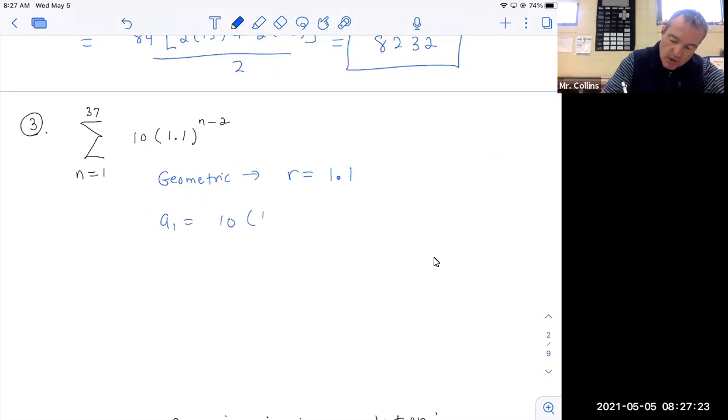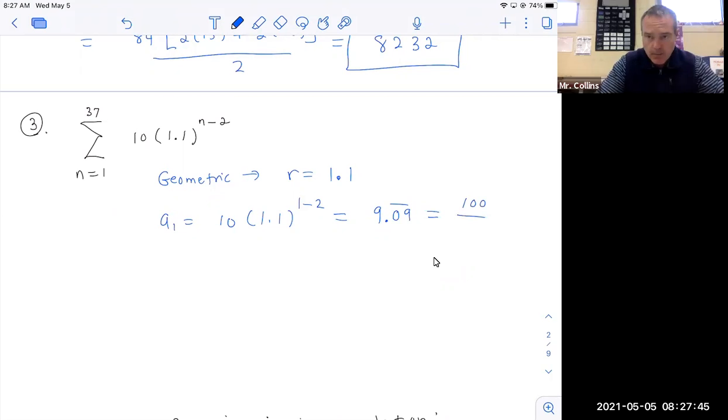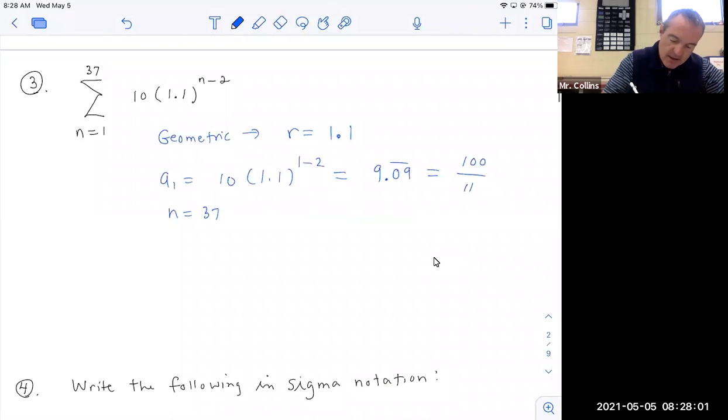Okay, the first term is what you get by plugging in 1. So it's 10 times 1.1 to the 1 minus 2. I'd suggest a calculator for that. When I first put it in, I got 9.090909, 9.09 repeating. If you change that to a fraction, you could do that on a graphing calculator by hitting the fraction button. It's just 100 over 11, if you want a more exact number. And of course, n is 37, right? If you look at it, that's 37 minus 1 plus 1. So you get 37.